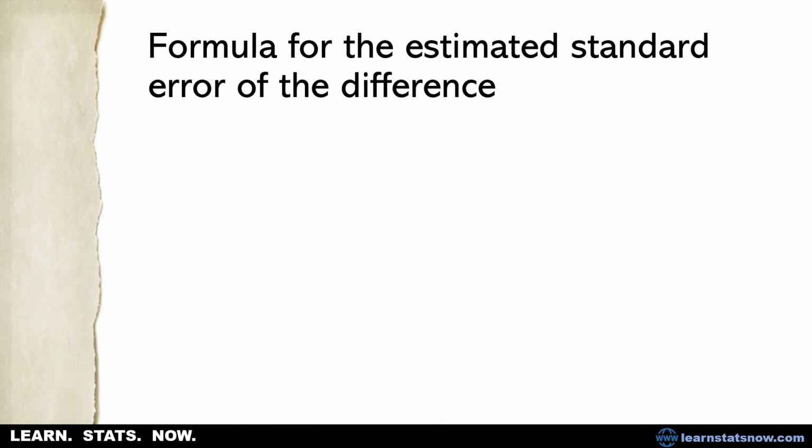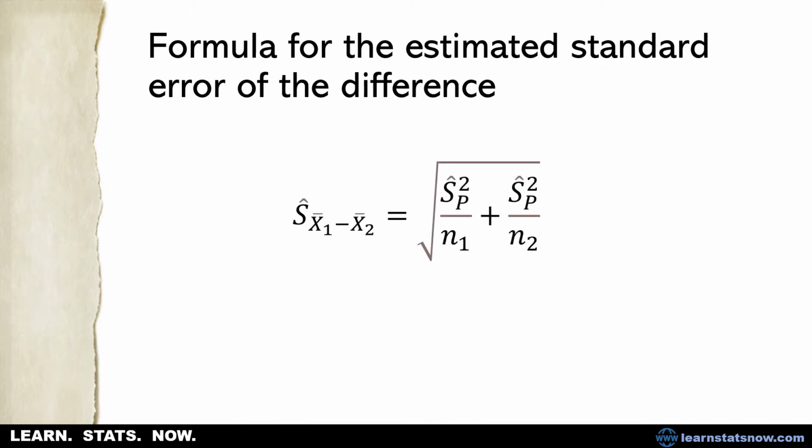So our formula for the estimated standard error of the difference is relatively simple. All we're going to do is take the square root of the pooled variance divided by n1 plus the pooled variance divided by n2. Now the n's just reflect the sample sizes for the groups. In most statistics textbooks, the examples you'll see will have equal n's between the groups, but that's not always the case. Okay? Good news is we've already calculated the pooled variance, the estimated pooled variance in the population. So we've already done that in the previous step.